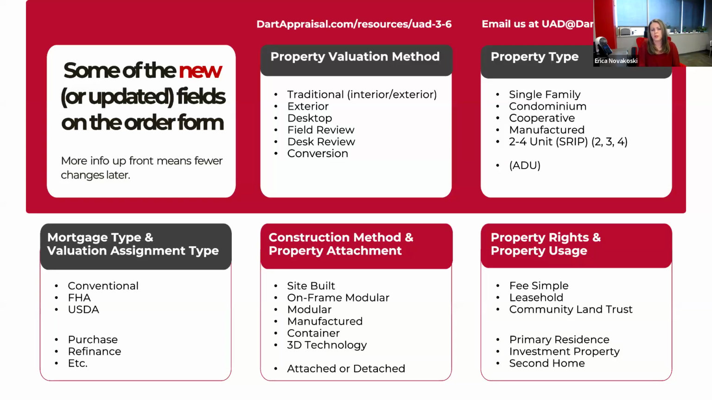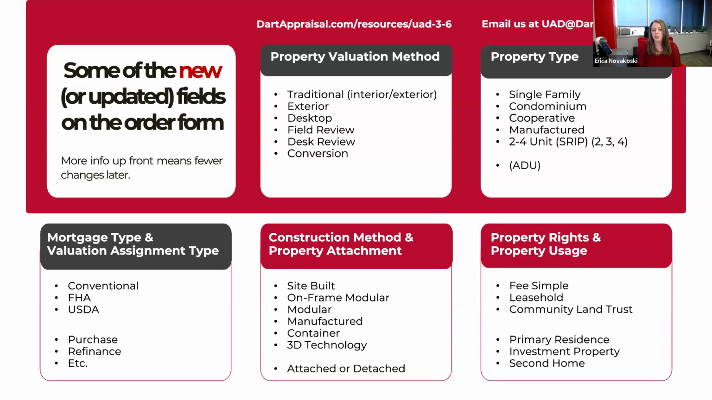And with any of these property types, you can also specify if the subject property has an accessory dwelling unit. So while the presence of an ADU is confirmed by appraisers within today's reports, say the 1004, it hasn't been included as a question on the typical order form until now. Moving to the bottom left, we see mortgage type, so conventional, FHA, USDA. We'll also have an other option in this category if something else is going on with the financing that you might need to explain to us.